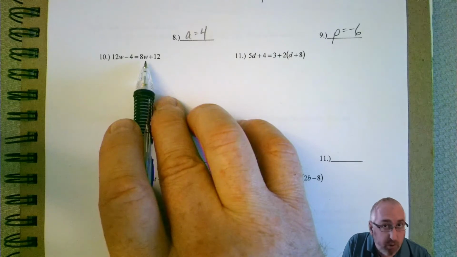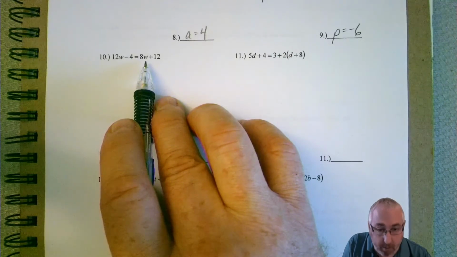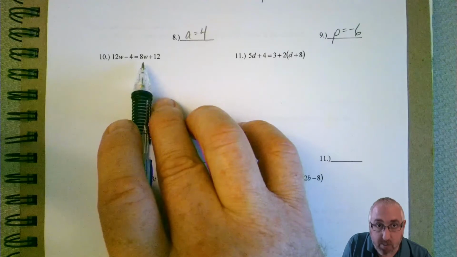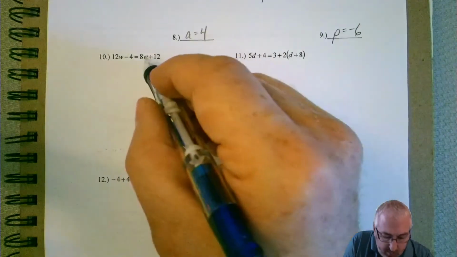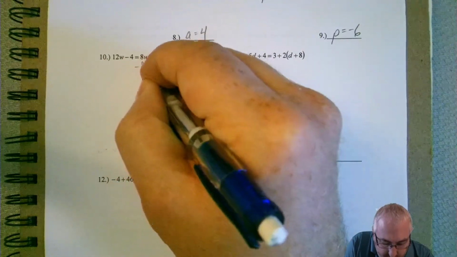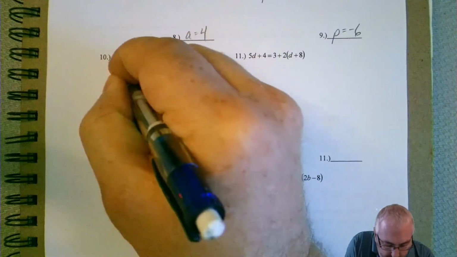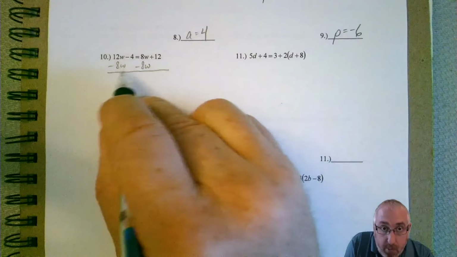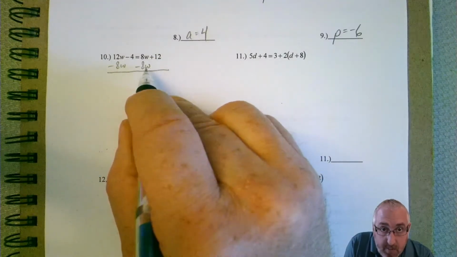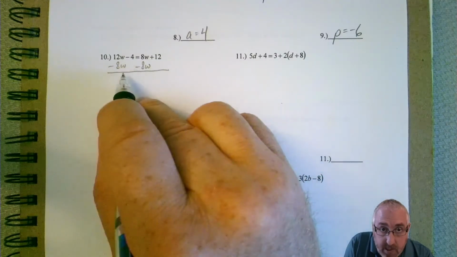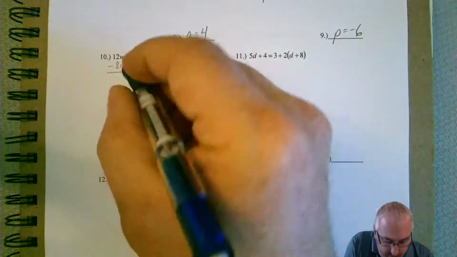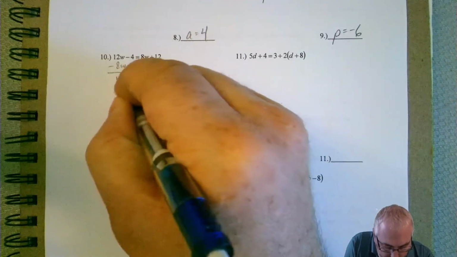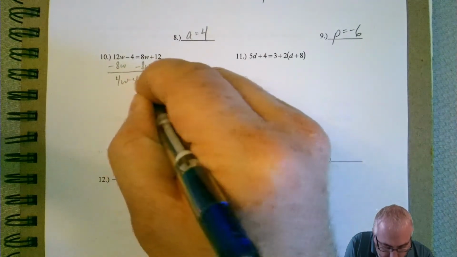And as far as which one you should move, I always go with the smaller one. So in this case, the 8w is smaller than 12w, so I'm going to move that by subtracting it. And so I'm going to line those up. And again, we want to make sure we're on both sides of the equals. So we have a minus 8w on the right side and a minus 8w on the left side. So that's good. And so now we can bring down everything.